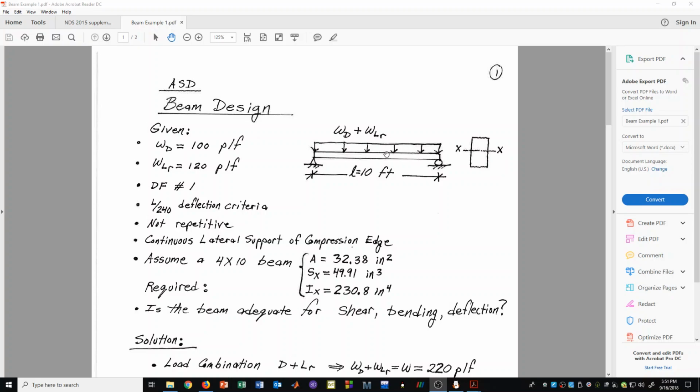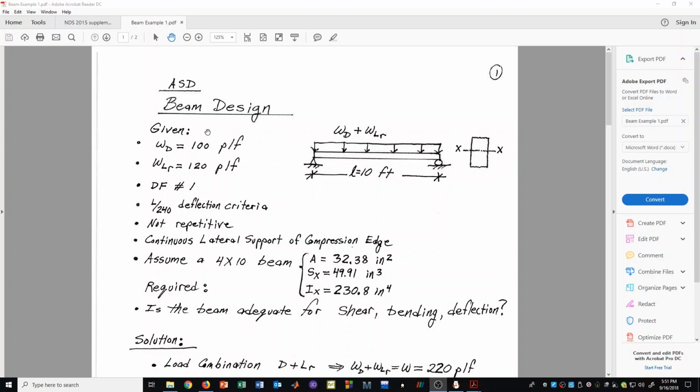We are also going to be bending this beam about the strong axis in bending. That is the XX axis. We can see the cross section of the beam right here on the right hand side at the right end of the picture of the beam here.